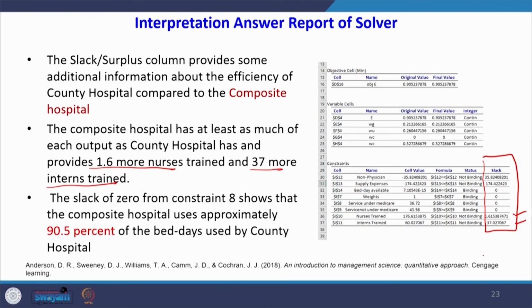So, these are surplus variables. Surplus means the constraint is greater than or equal to type. So, the composite hospital is training more, how many nurses? 1.6 more nurses and 37 more interns, but by consuming only 90.5 percentage of the resources of the county hospital. So, the slack of 0 for constraint 8 shows that the composite hospital uses approximately 90.5 percentage of bed days used by the county hospital. So, here the bed days available is here.